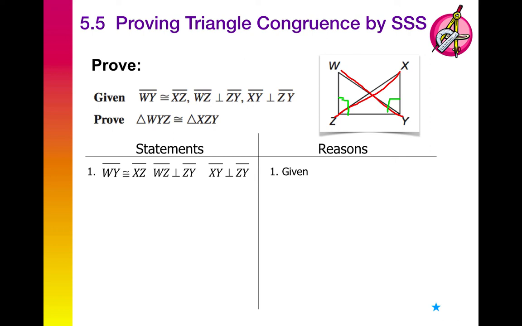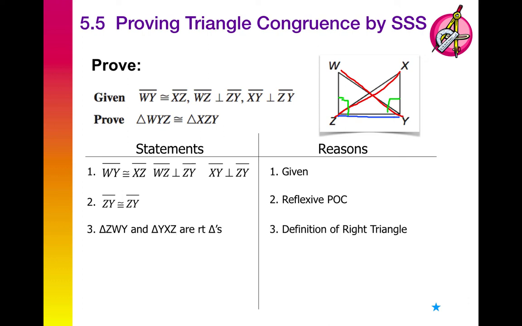So I first start out with my given, and then I know I have a reflexive property of this side down here that's shared with both triangles, so I can say that I have that side. I can say that the right angles are congruent because right angles are formed by the perpendiculars, so I have right angles. And then I can say that the two triangles are congruent because of HL.